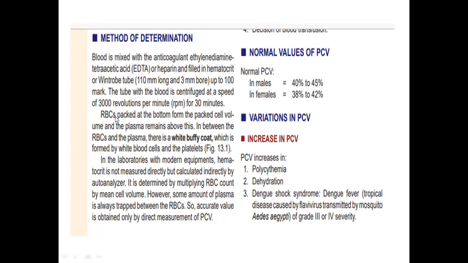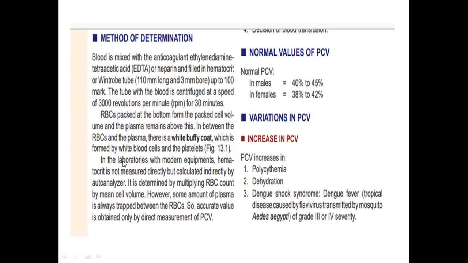What will happen? Red blood cells packed at the bottom form the packed cell volume, while the plasma remains above it. In between the red blood cells and the plasma, there is a white buffy coat. What is that white buffy coat? It is your white blood cells and the platelets. So what happens is that the blood splits into actually three parts. We have the plasma on top, and then we have the red blood cells at the bottom, they settle at the bottom, while in between we have a tiny layer that is white in color, which is made up of your white blood cells and your platelets.